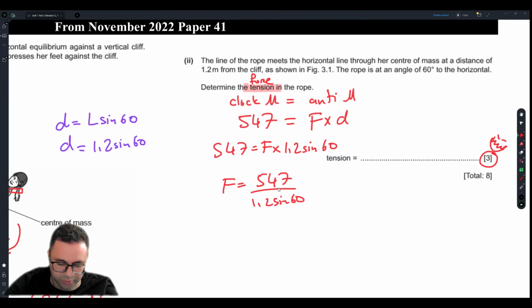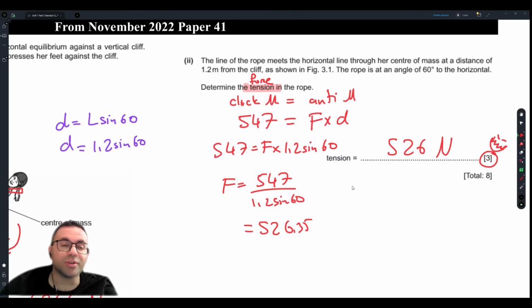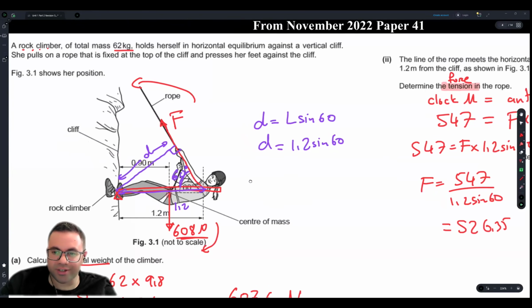547 over 1.2 sine 60. This gives me 526.35. Well, 526 is fine. Newton. This is force, tension, so it's Newton. Okay? Again, where did I get 1.2 sine 60? Remember, we did that here already.